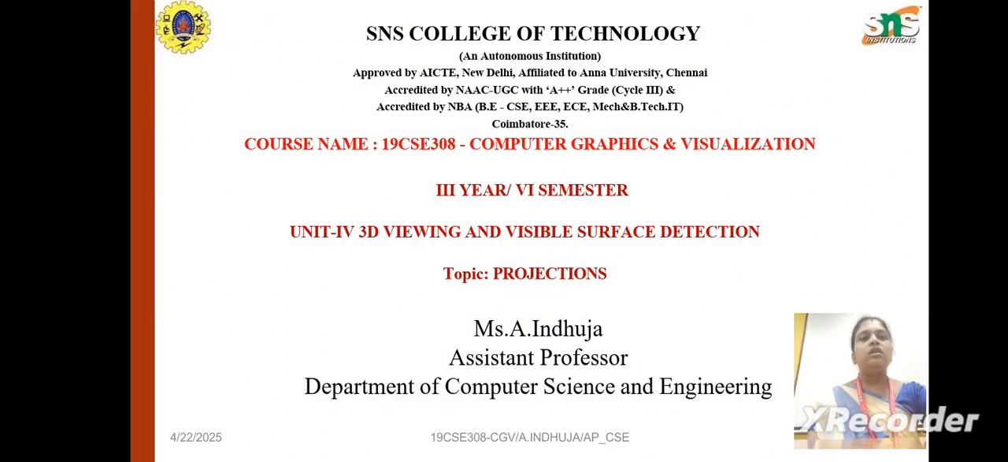Hi all, today we are going to see the topic projections, which comes under the 3D viewing and visible surface reduction unit. This is one of the major concentrated topics in computer graphics. It plays a major role in depicting the graphics.